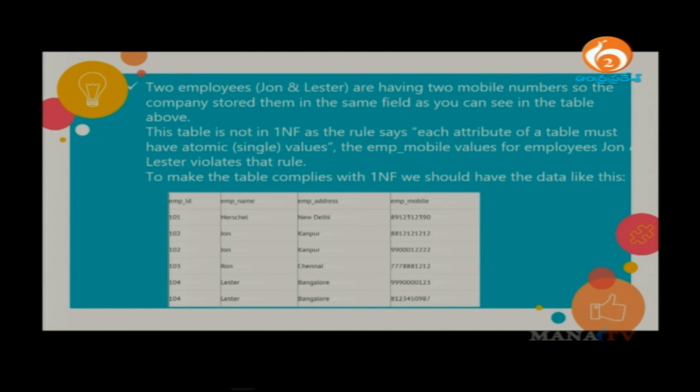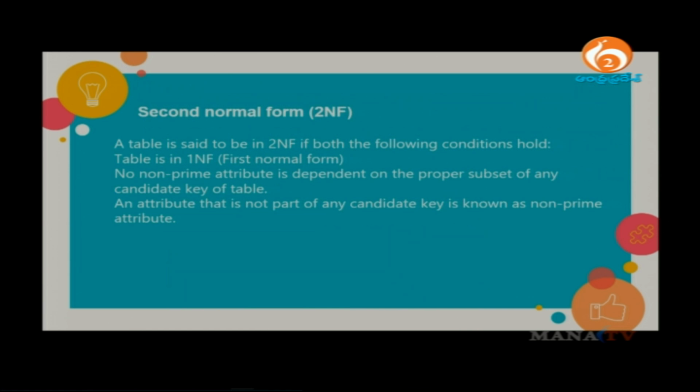Now let me show you the screen once again. How do you convert into second normal form? A table is said to be in second normal form if both the following conditions hold. The first condition is that the table has to be in first normal form, and the second is that no non-prime attribute depends on a proper subset of any candidate key of the table.